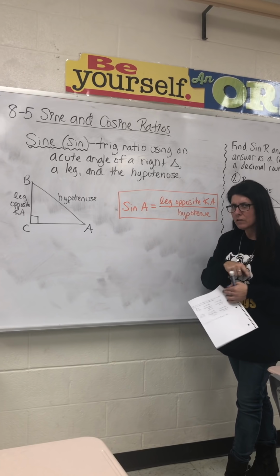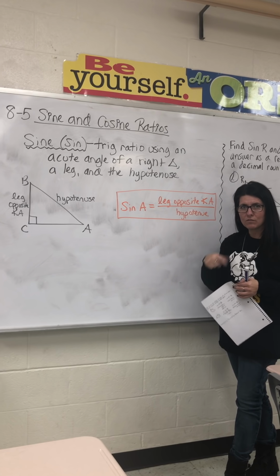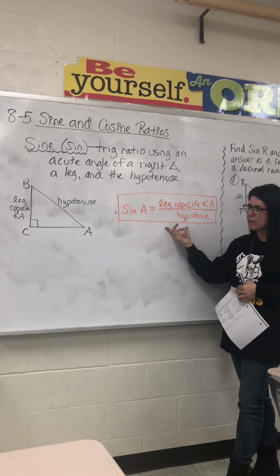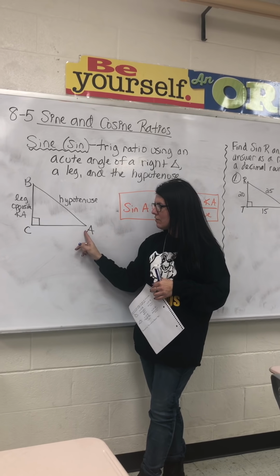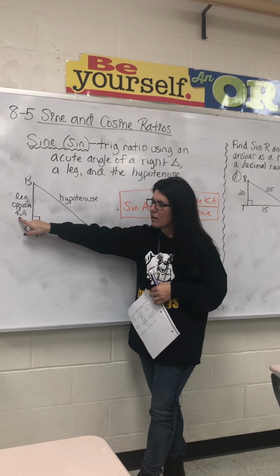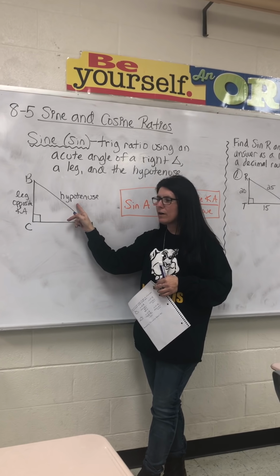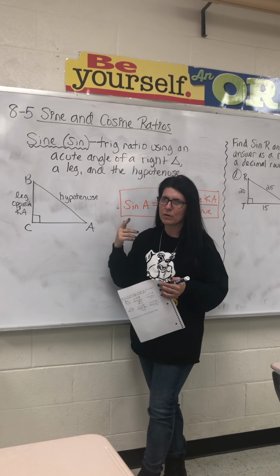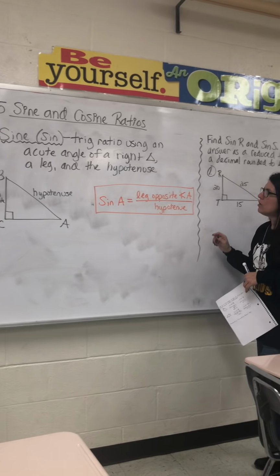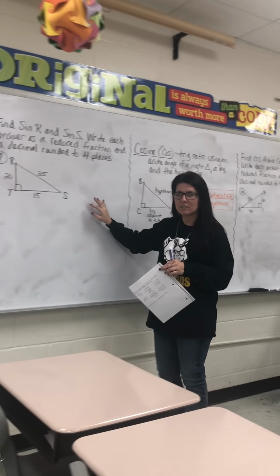Remember tangent that we already learned? The tangent is opposite over adjacent. This is a different kind of ratio. Looking at my picture, if you're doing the sine of angle A, it's the leg opposite angle A over the hypotenuse. Be careful that you're picking the leg opposite and the hypotenuse to make a proper ratio. We also did this with tangent. So this is an example.